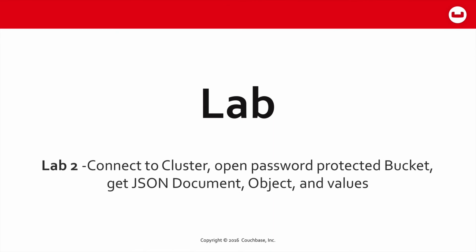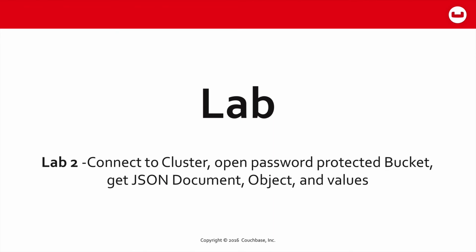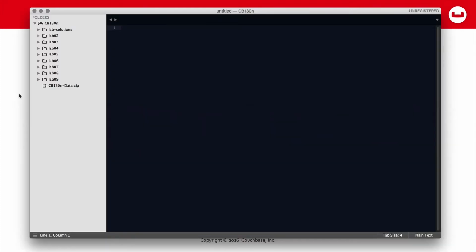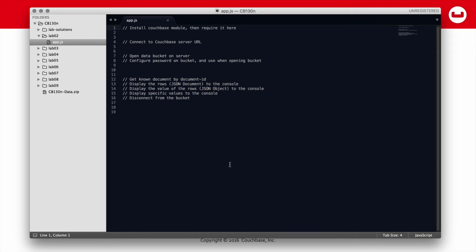In the lab, we're going to have you connect to a cluster, open a password-protected bucket, get a JSON document object, and take a look at its values. Really, you can think of this as sort of the hello world to make sure that you've got your environment set up correctly. Now, one thing I'd like to point out is once you load up your lab exercises, you'll see, for example, here's lab 2, and you can open up the app.js file. And the steps that you're going to take are documented in a high-level way here inside the code.